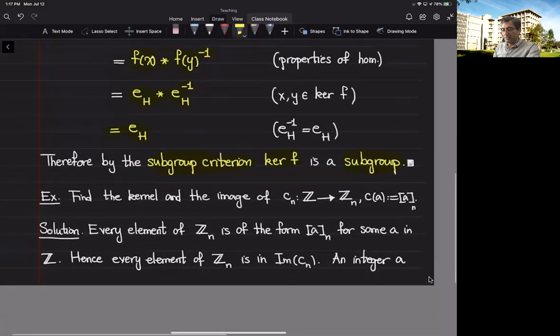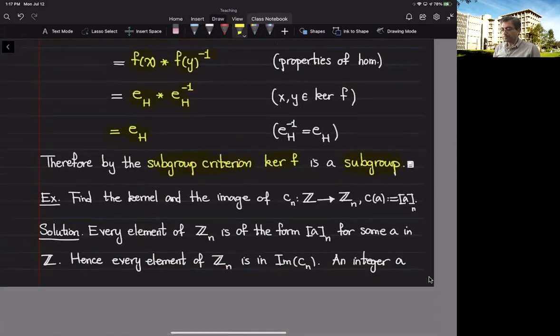Now let's see some examples of image and kernel. Let's look at some of the examples that we have of group homomorphisms. C sub n from Z to Z sub n, which sends an integer a to the residue class of a modulo n. Every element of integers modulo n is the residue class of some integer. That means every element of the codomain is in the image of C sub n, and therefore the image of C sub n is the entire Z sub n.